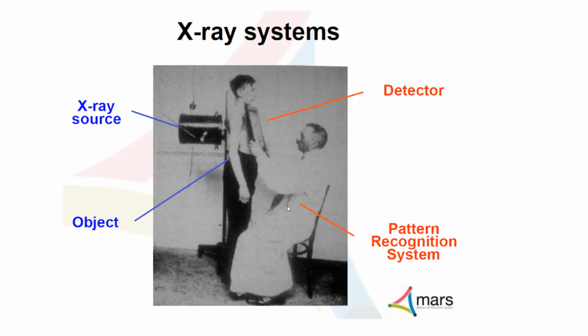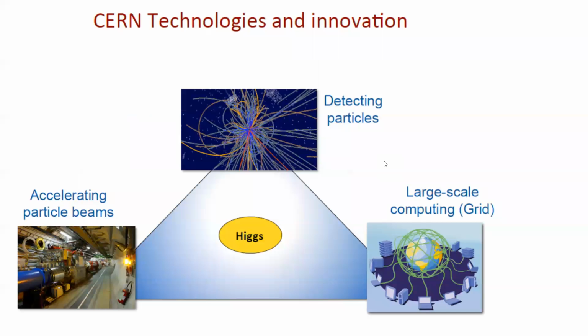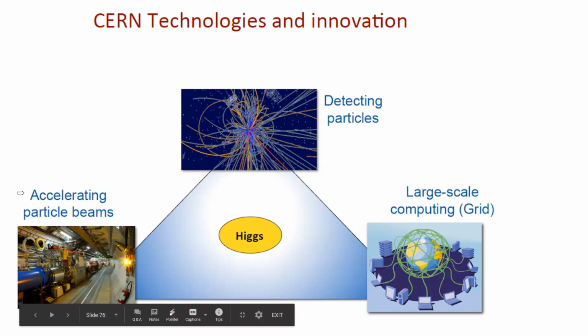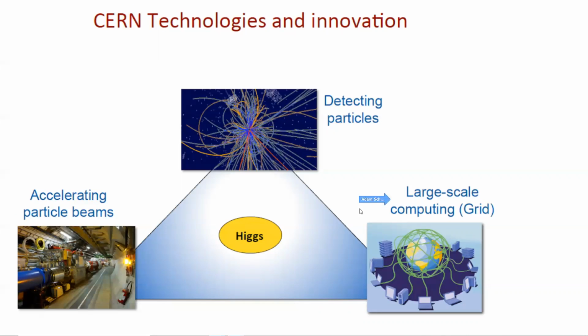What is the pattern recognition system? The doctor. The detector is film, the object is a person, and the X-ray source is a source. So we're going to take that idea and keep building on it. CERN, from a physicist standpoint, is: I have the particles that I'm going to detect, I have something that will accelerate them, and I have this huge computing system to discover the Higgs boson. So we have this infrastructure built to discover this thing. I can't wait to talk about that. That'll take like 2 minutes, but that's going to be really cool.